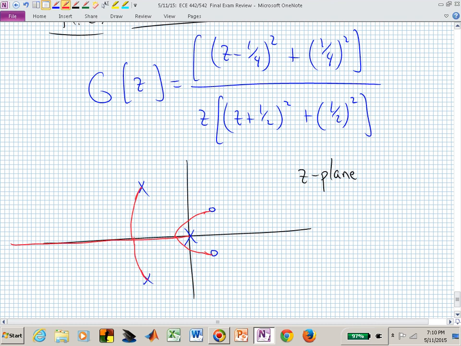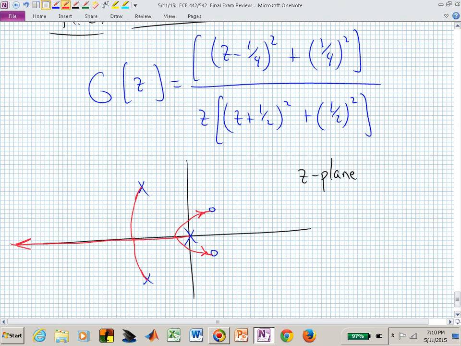I haven't yet shaded. If I really crank up the gain K, where are the arrows going to be? For large K, I'm approaching those zeros, aren't I? And I'm also moving off there. My pole-zero excess is 1. I have one asymptote. It's at 180, and that's the one going off to minus infinity.